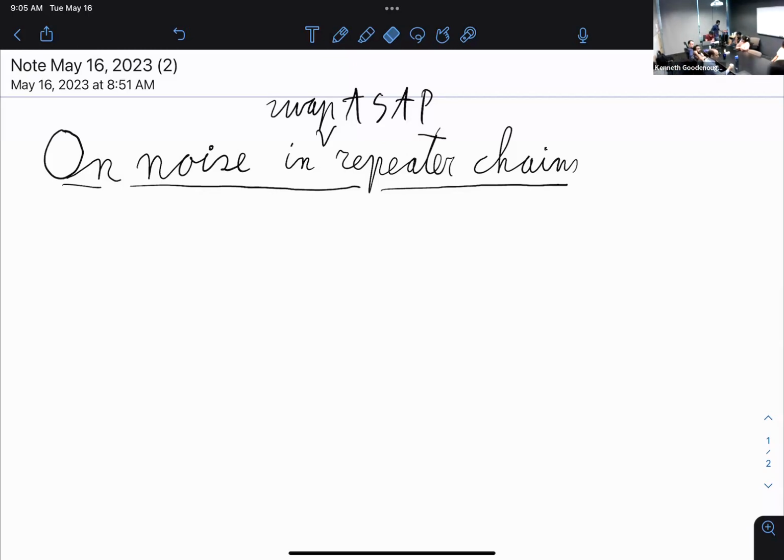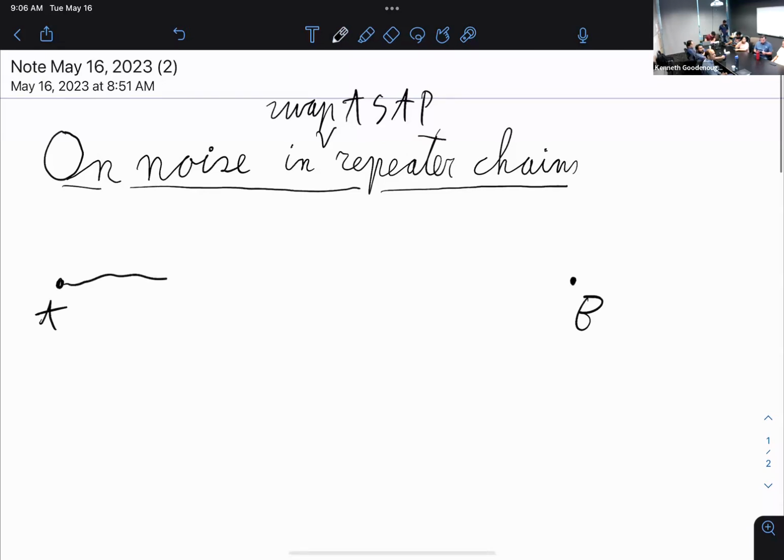Yes, let's see. So I will be talking about noise in repeater chains, and specifically in so-called swap ASAP repeater chains. Maybe as a quick recap for people who are not too familiar with repeater chains, the motivation is as follows. We have our good old friends Alice and Bob, and they're separated over a long distance. Let's say they want to generate entanglement between themselves, or they want to do QKD, and maybe they have access to some fiber. It's a long fiber that extends over some distance L.